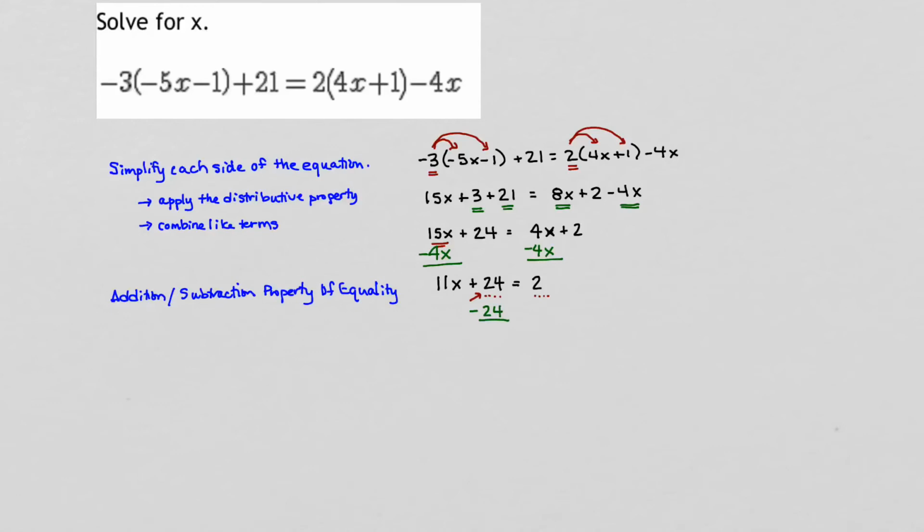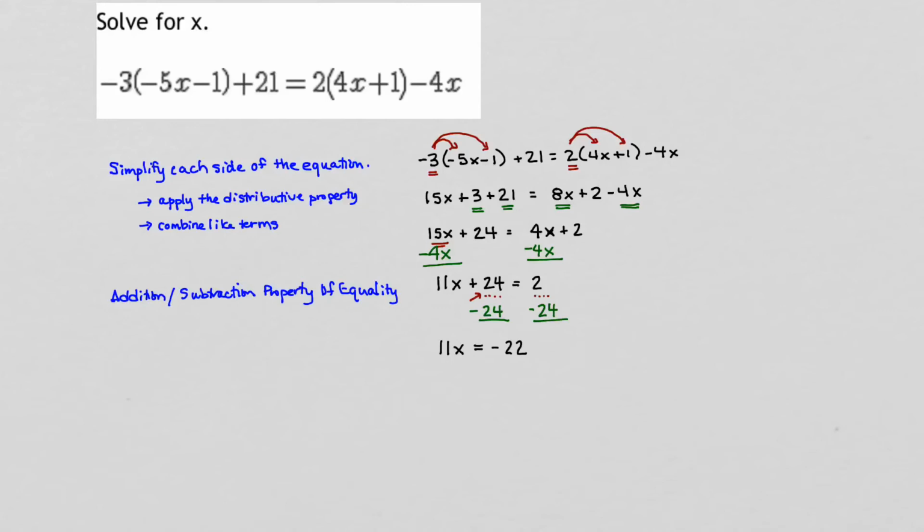When I subtract 24 from the left side, the addition-subtraction property of equality tells me that I also must subtract 24 from the right side. And so that gives us 11x. The positive 24 and negative 24 cancel each other out. And so then I have 2 minus 24, which is negative 22. This completes the next step, which is the addition-subtraction property of equality.